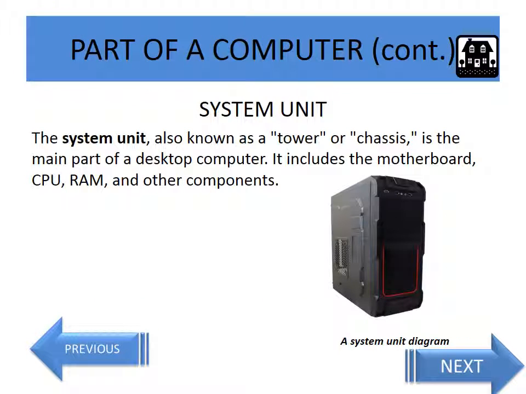Now the system unit, as you can see in the image, also known as a tower or chassis, is the main part of a computer. It includes the motherboard, CPU, RAM, and other components. You can see in this image that a desktop computer consists mainly of the monitor, the keyboard, and this object, which is called the CPU, or the system unit. The system unit is where the computer is powered, and it consists of the main CPU, the RAM, and the main brain of the computer.